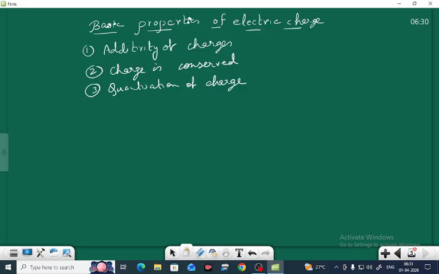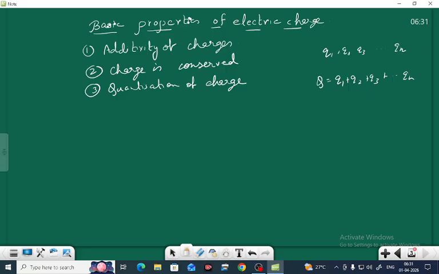That means if a system contains n charges, q1, q2, q3 up to qn, to get the total charge of the system you have to add them. So the total charge Q is q1 plus q2 plus q3 up to qn. This is called the additivity of charges. Charge has magnitude but no direction, right?